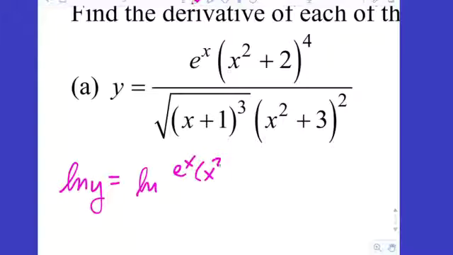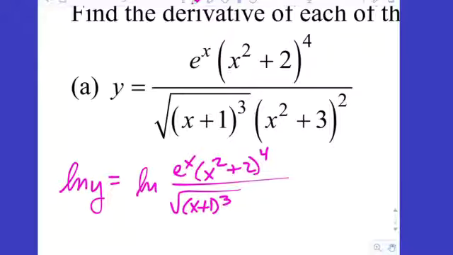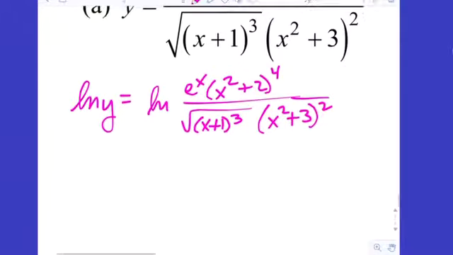You take the natural log of both sides. Now, remember, when you've done that, you have changed the function. You have now made it an implicit function. But it's going to make the derivative a lot easier to take, even though you have to do it implicitly.